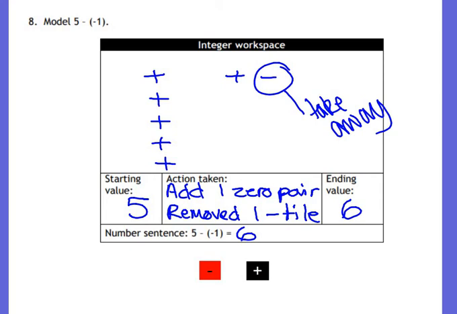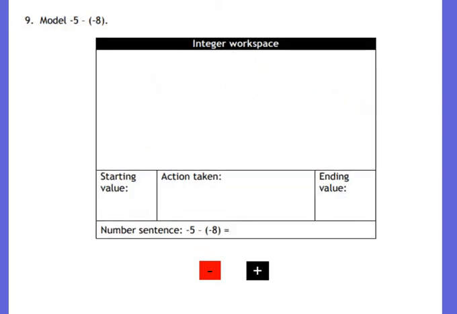Okay, let's look at another problem. Number 9 says negative 5 minus a negative 8. What is my starting point? Negative 5. Adding chips or taking away? What tells you taking away? The subtraction. What kind of chips do I need to take away? Negative chips. How many negative chips? 8.